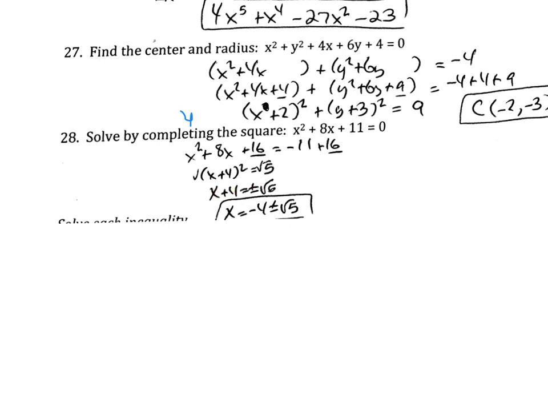Square root of 5. You can't break down 5. Don't even try to. You can't do it. And then move the 4 over: -4 plus or minus square root of 5.